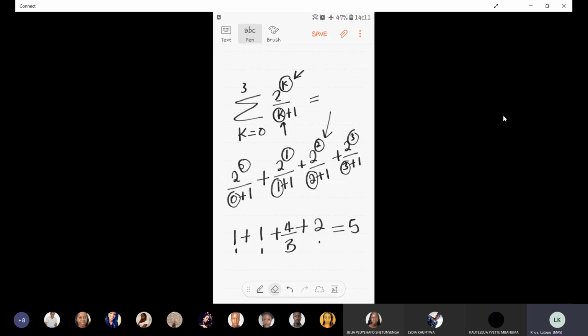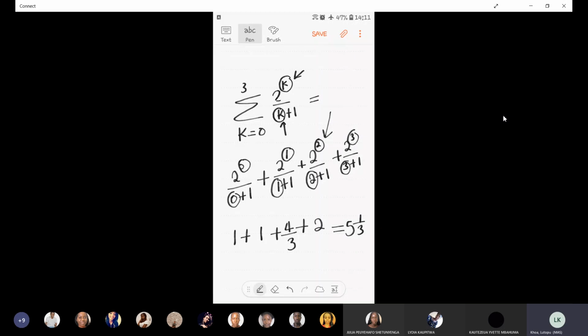Okay, let me write this better. Okay, so that is fine now. Then your sum will be different. This is 4 plus 4 over 3. That is 5 1/3. Okay, so then that is your sum.